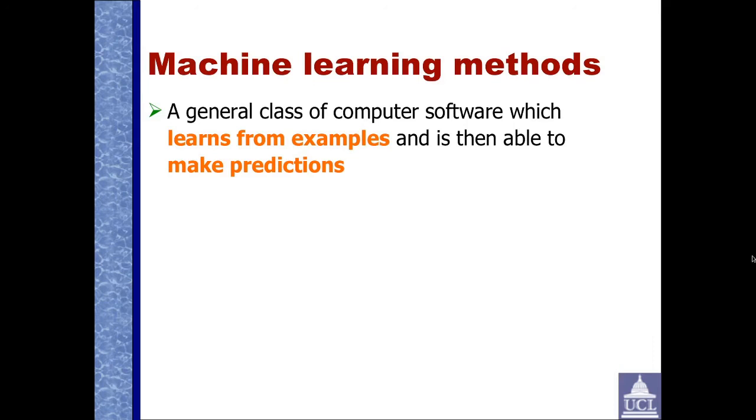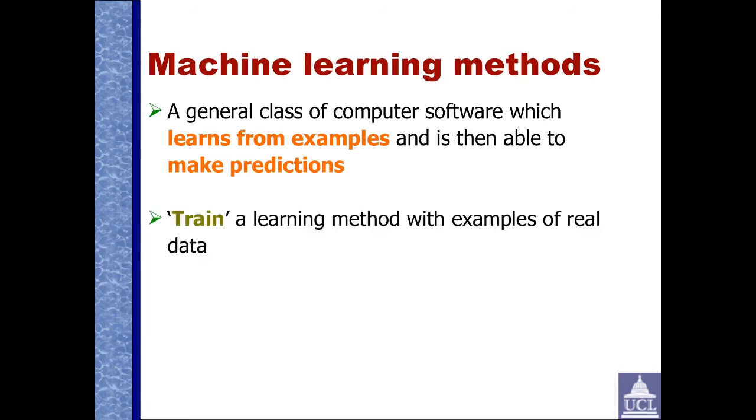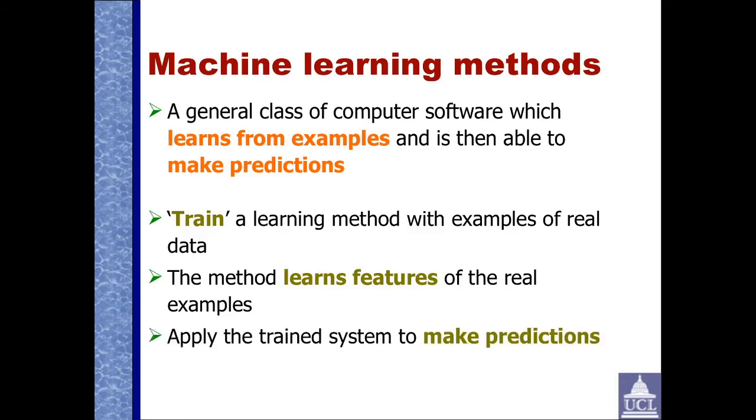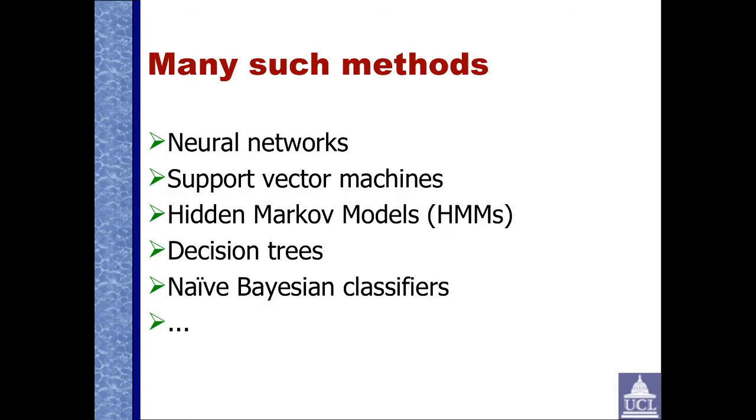The other way that we can try to make use of this information is to use some sort of machine learning method. And as we discussed before, that's a general class of computer software which is able to learn from examples and then able to make predictions. So we train it using examples of real data, and the method will learn features of these real examples, and you can apply the trained system then to make predictions. There are many such methods, including neural networks, support vector machines, hidden Markov models, decision trees, naive Bayesian classifiers, and many more.